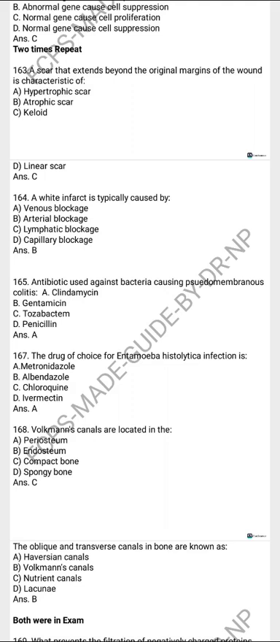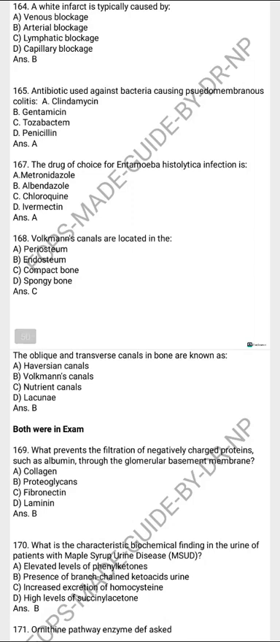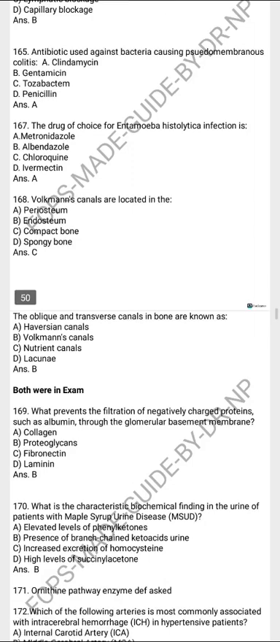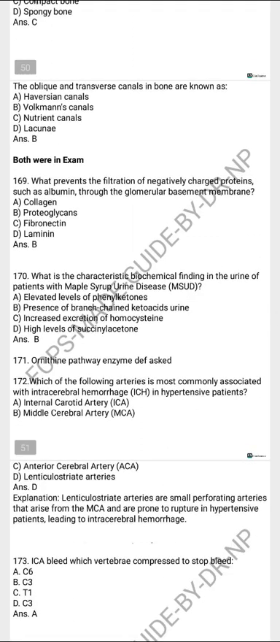Antibiotic use against bacteria causes pseudomembranous colitis, and the drug is clindamycin. The drug of choice for Entamoeba histolytica infection is metronidazole. Volkmann's canals are located in the compact bone. The oblique and transverse canals in the bone are known as Volkmann's canals.